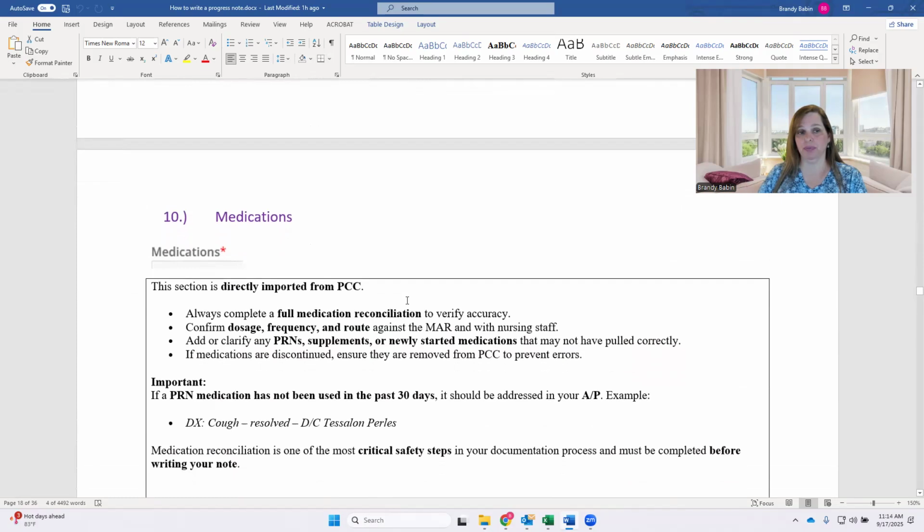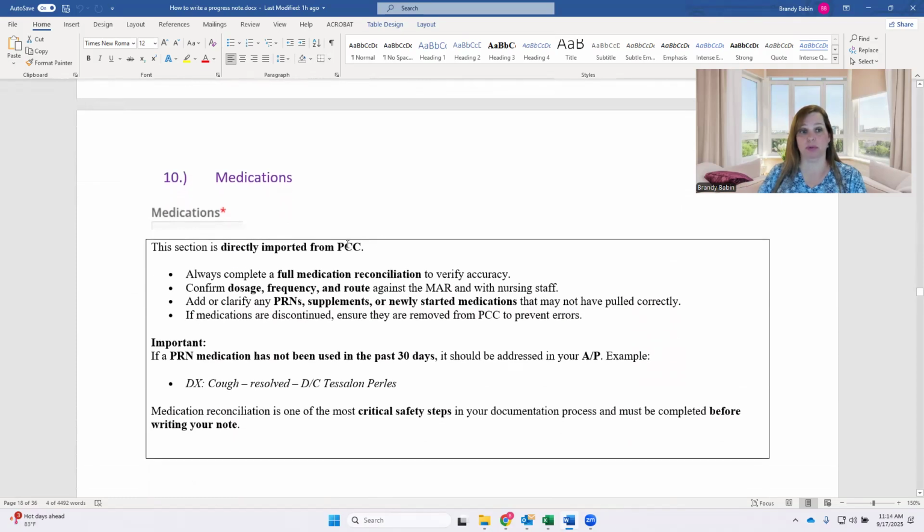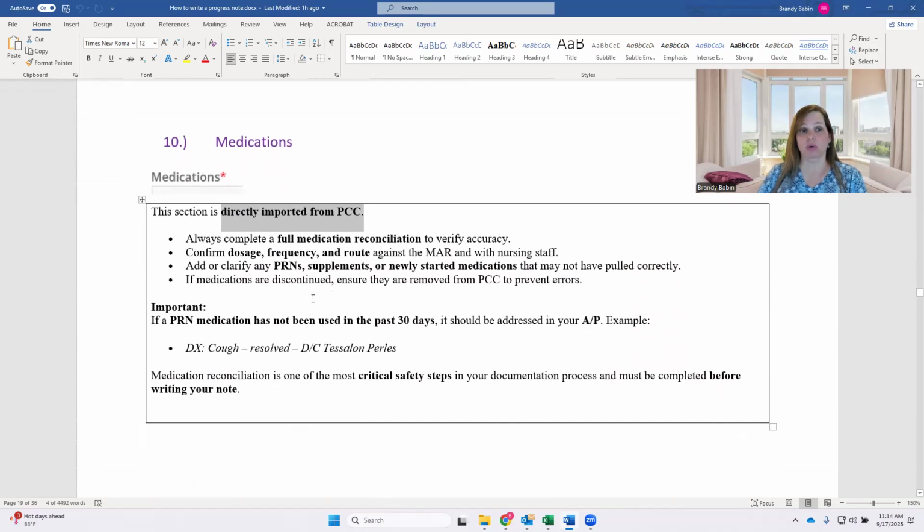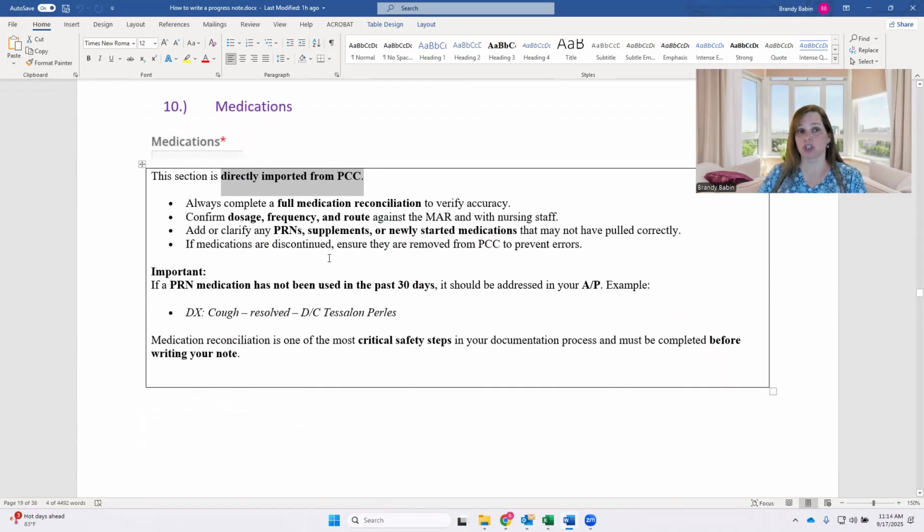It should be simple. Your medications drop in directly from Point Click Care. So always just make sure that that reconciliation is done before you start your note. Confirm your dosage, frequency, and route before you even start. Clarify any PRNs, supplements, or newly started medications. And then if medications are discontinued, ensure they're removed from Point Click Care, which they are, because every new note, you're going to pull new information from Point Click Care.